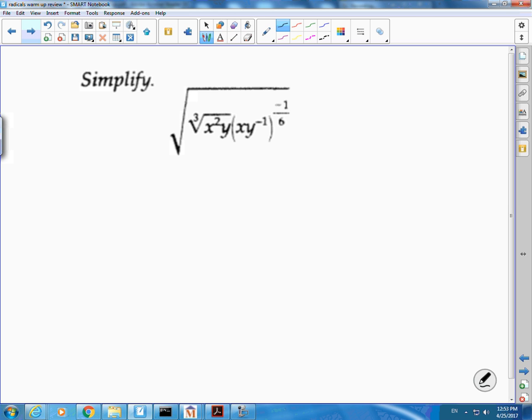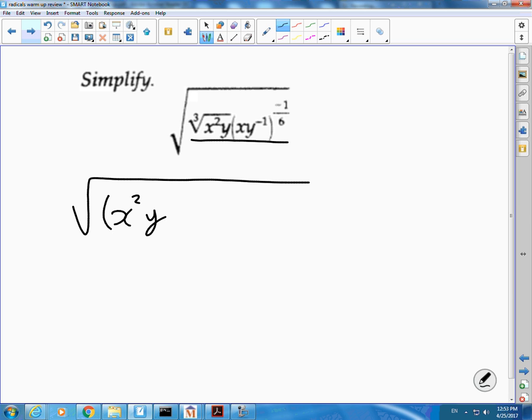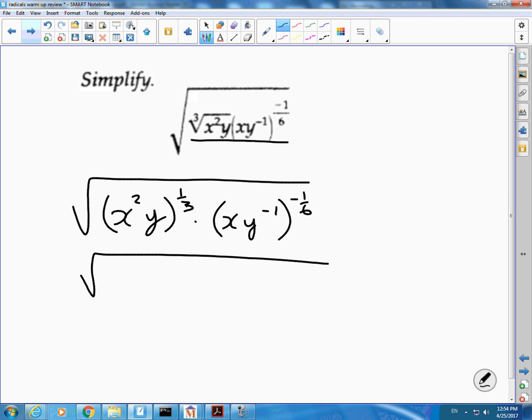More of the same. All right, I think this time I'm going to try to combine all these to single bases. So let's see. This would be x squared y to the power of a third times x y to the negative 1 to the power of negative 1/6. Okay, let's distribute this power first. So that's going to be the square root of x to the 2/3 y to the 1/3 times x to the negative 1/6 y to the positive 1/6, because a negative times a negative is a positive.